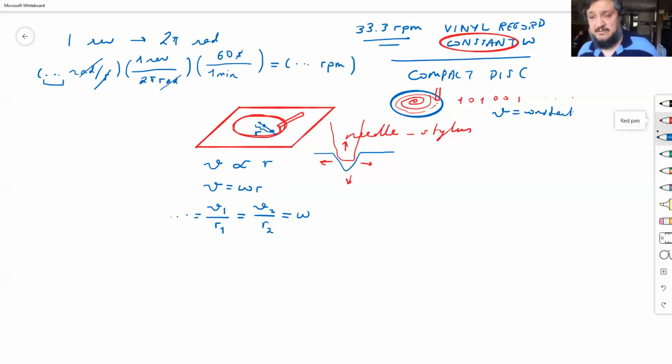All right, that's just the technology that goes with a record. On a compact disk, V has to be constant, or preferably, let's say, there's no reason to change the speed V because you want to record the data at a certain rate. But as a result, omega has to change now. If V is constant and R goes down, omega has to compensate for that. So if R goes down, omega has to go up.